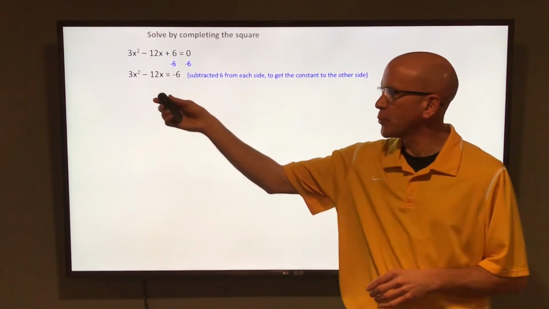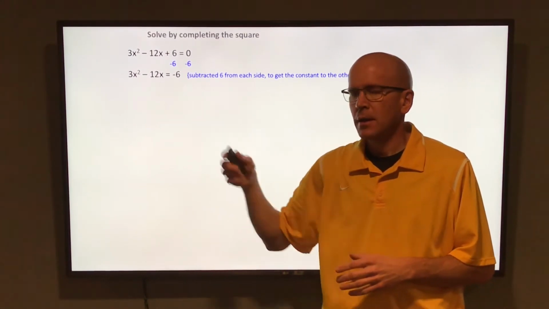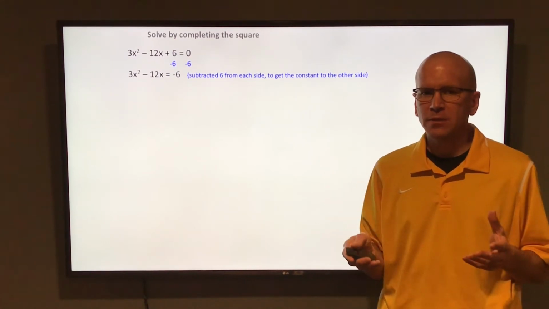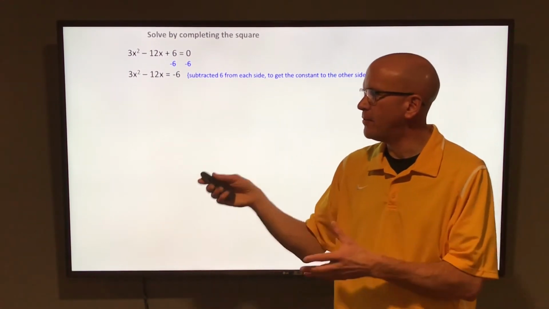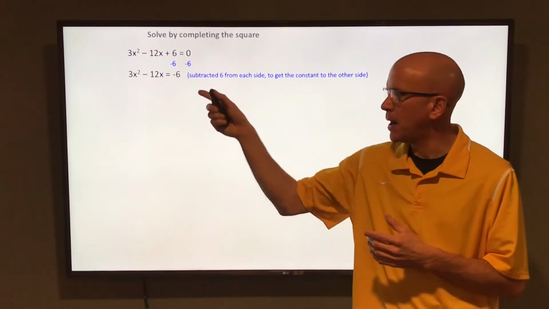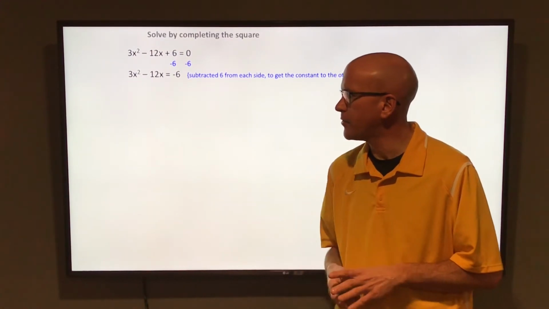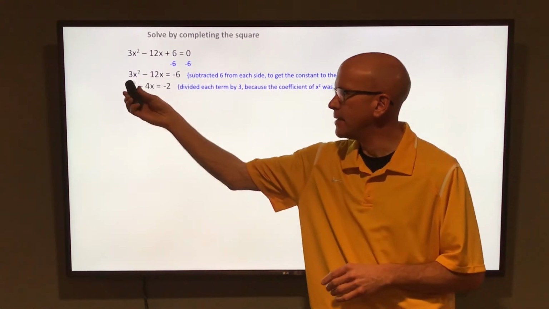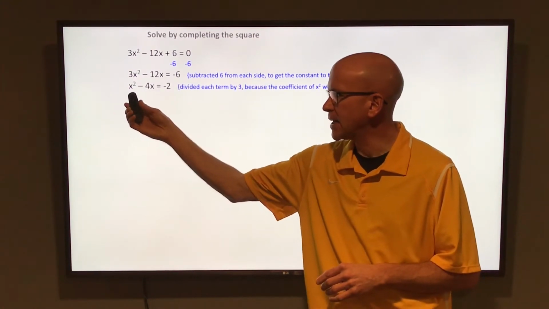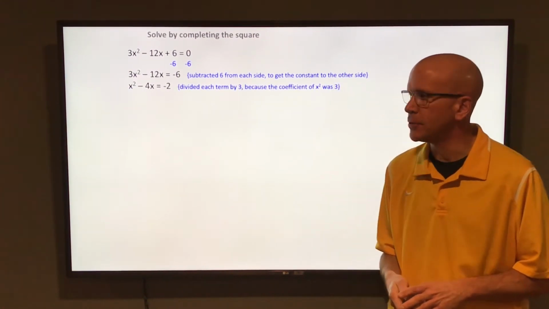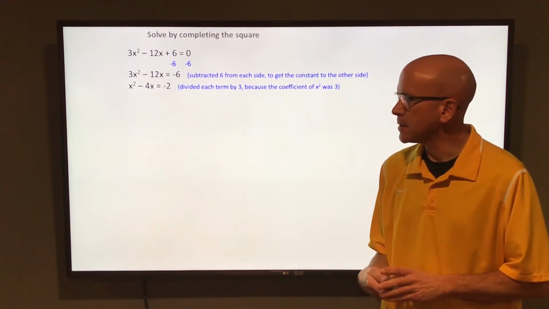Now notice you have a 3 in front of the x squared. If the coefficient of x squared is something other than 1, you need to divide the entire equation by that coefficient of x squared. So we're going to divide the entire equation, or in other words, each term by 3. If you divide each term by 3, you have x squared minus 4x is equal to negative 2. Now we're going to complete the square.